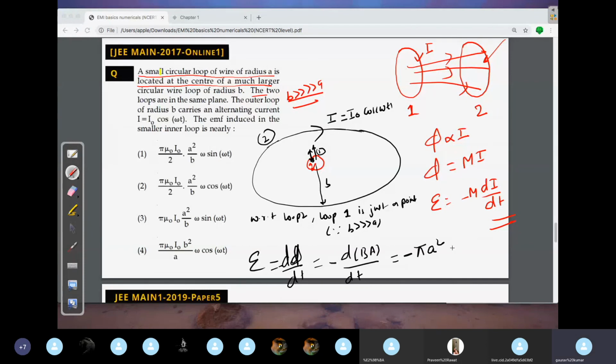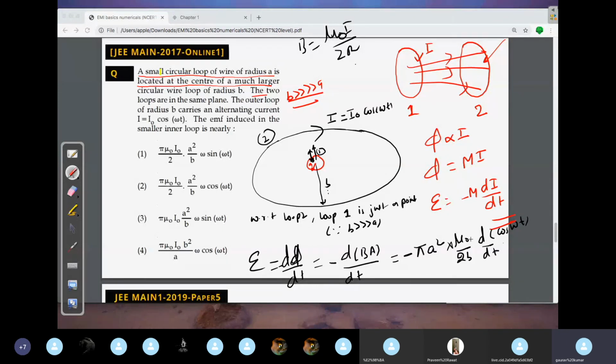And what is B? What is the magnetic field formula at the center of the loop? Mu naught times I by 2 times R. This is what you know. What is R right now? R is B. So mu naught by 2 times R, R is B, into d of the current. What is given to you in the question? Cos omega t. D of cos omega t by dt. That's it. This is what will happen.